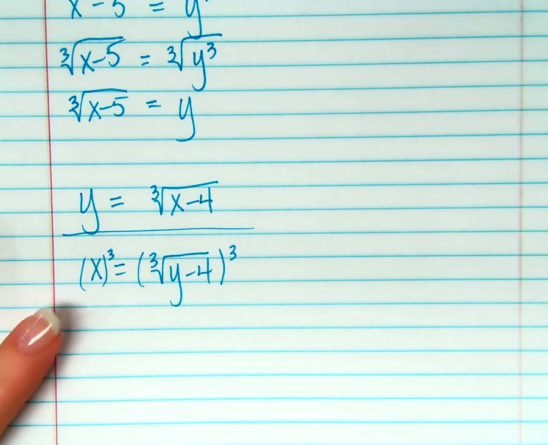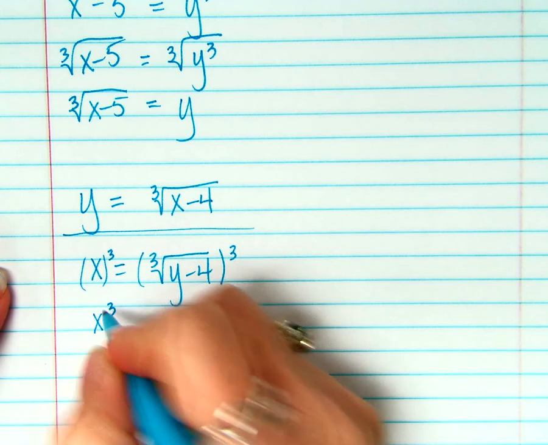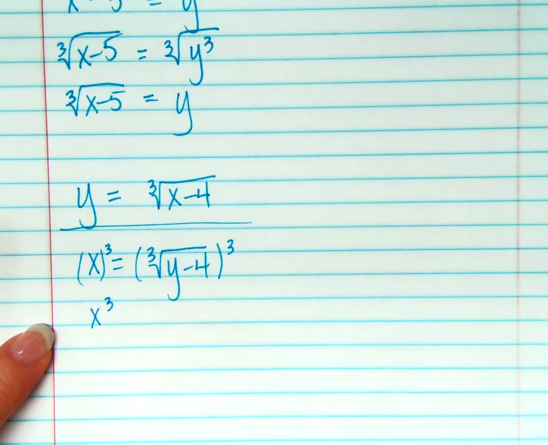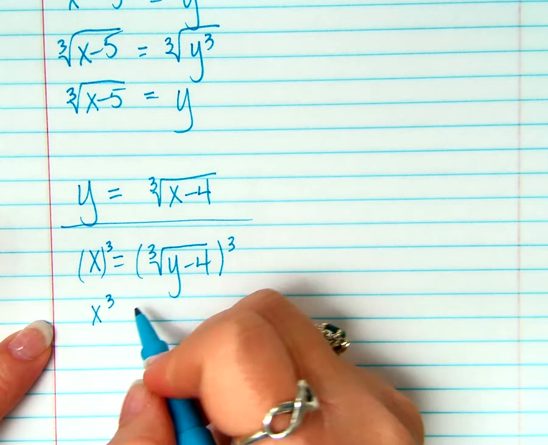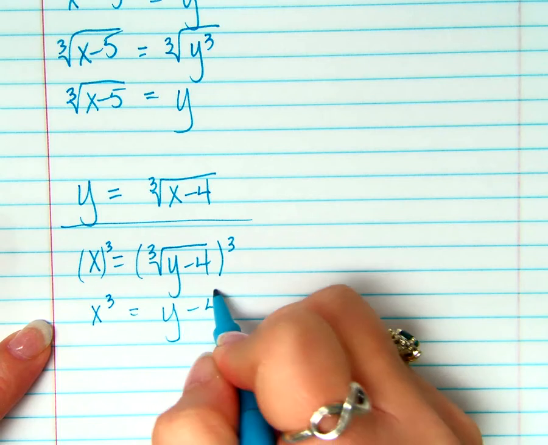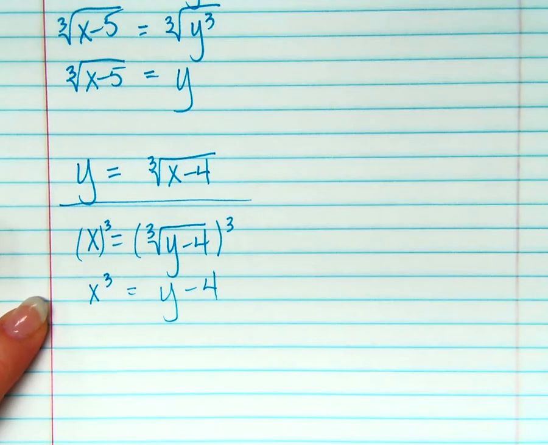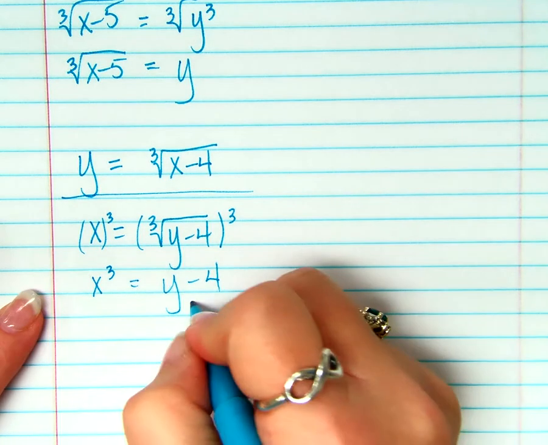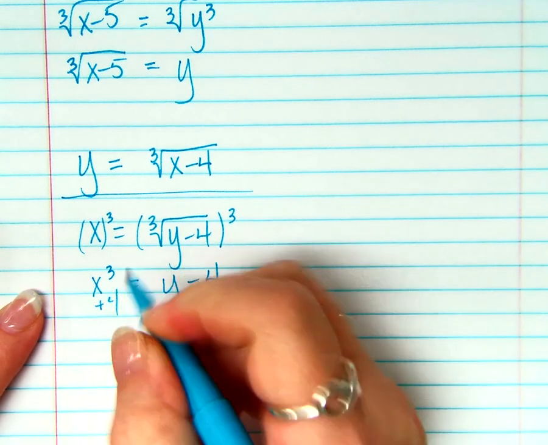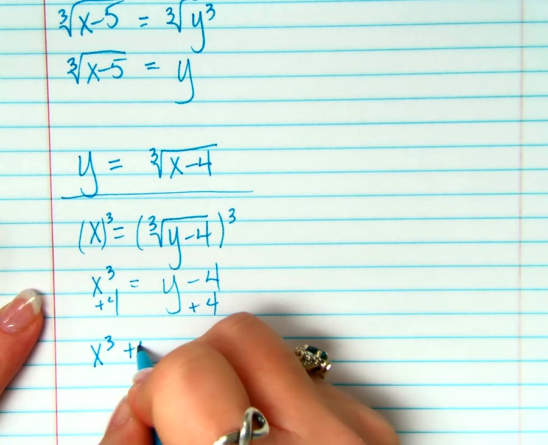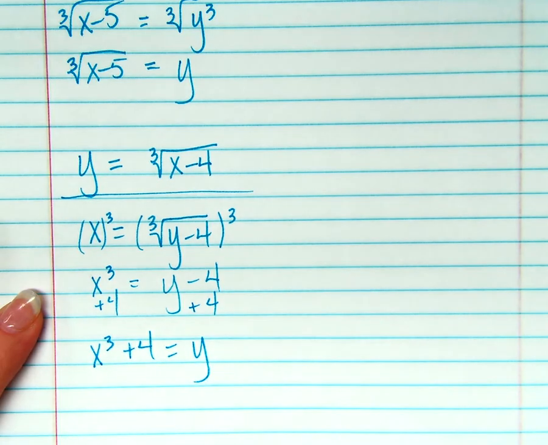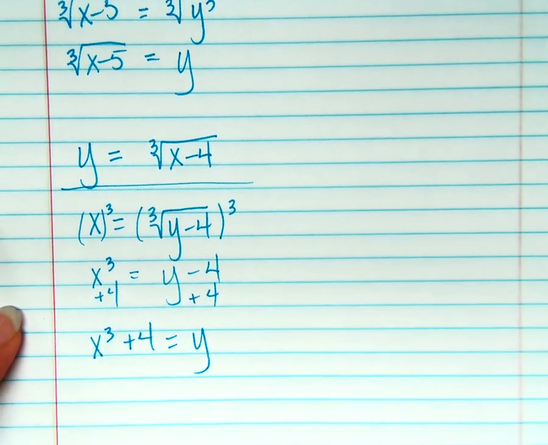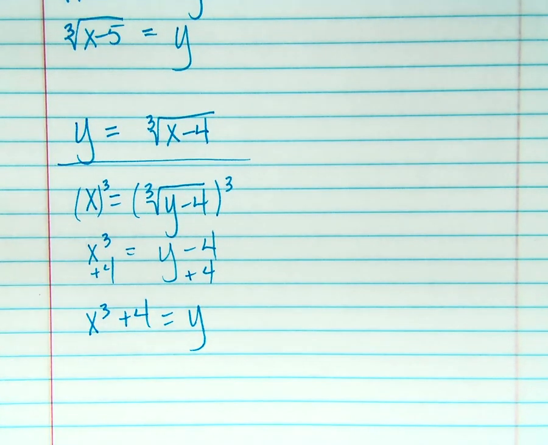What do I end up with on the left-hand side of the equation? X cubed. What do I end up with on the right-hand side of the equation? Good. Y minus 4. Is the y isolated? What do I have to do to isolate it? Very good. Add 4. So x cubed plus 4 equals y. And you're done. That's exactly right.